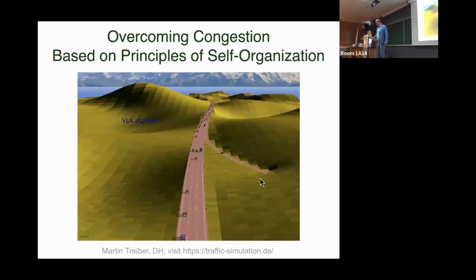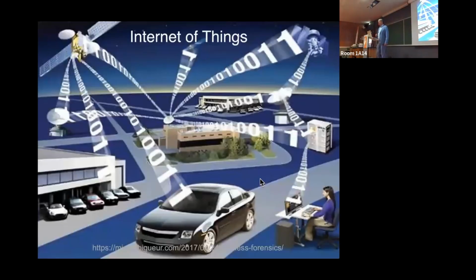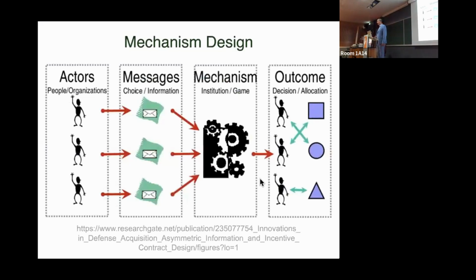Right? So what did we do? We basically introduced real-time measurement and real-time feedback to change the interactions between cars a little bit. That's all. No centralized control, just we change the interactions. And so the idea is that with the Internet of Things, 300 years after Adam Smith, we finally can make the invisible hand work by using mechanism design, by learning how to change interactions a little bit so the system would do by itself, based on self-organization, what we want it to do. We don't force it. It will do it by itself, okay?